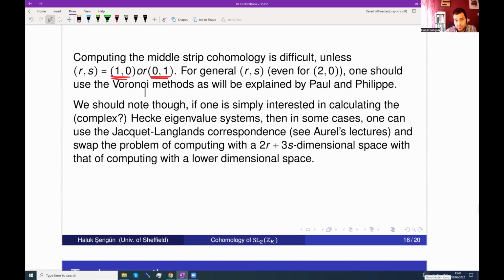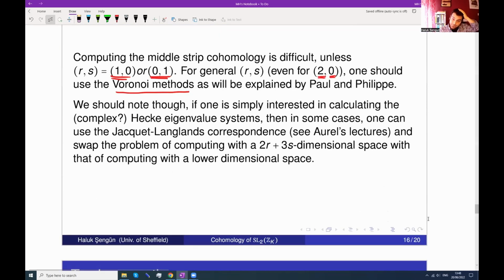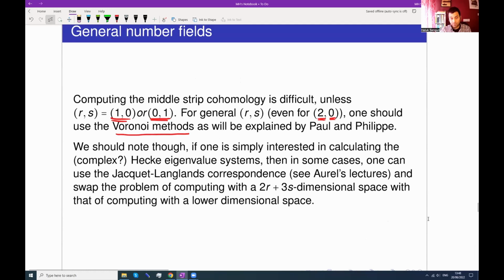If you want to go beyond that, even for real quadratic, meaning two real places and no complex places, then it's a 4-dimensional real manifold, and you need to look at H2, the middle degree. It's really difficult to compute. The only direct way, as far as I know, is the Voronoi method, which will be explained by Paul and Philippe. So if you're interested, check out their talks.